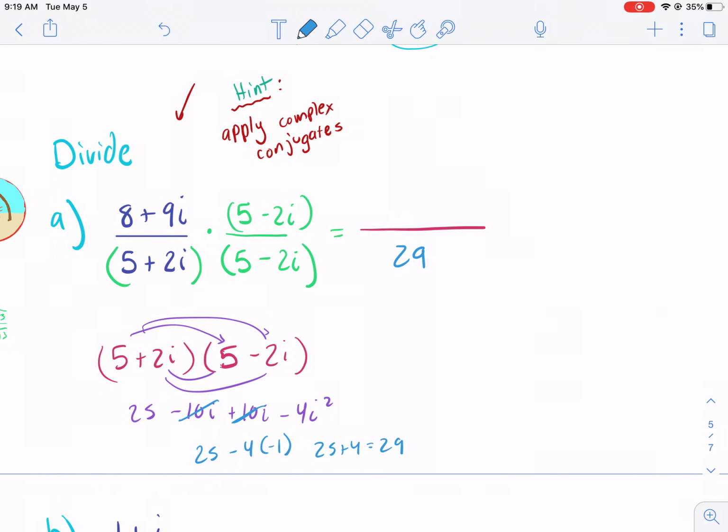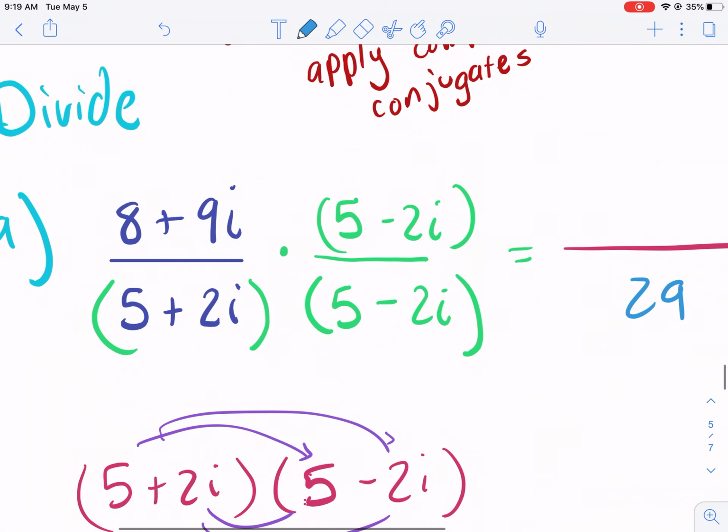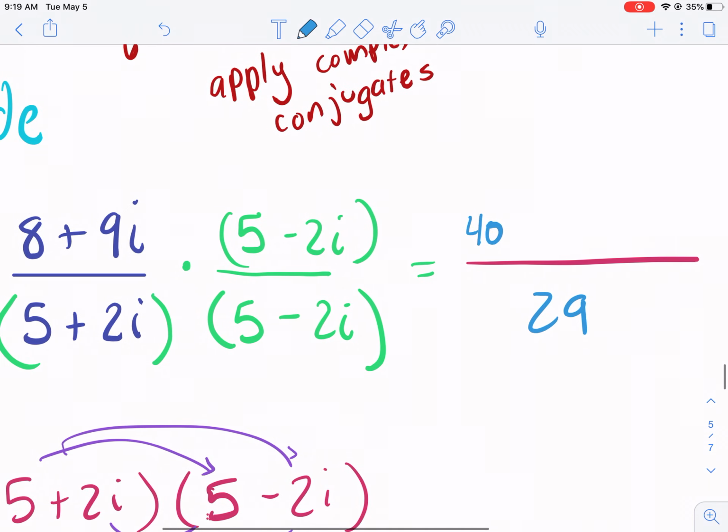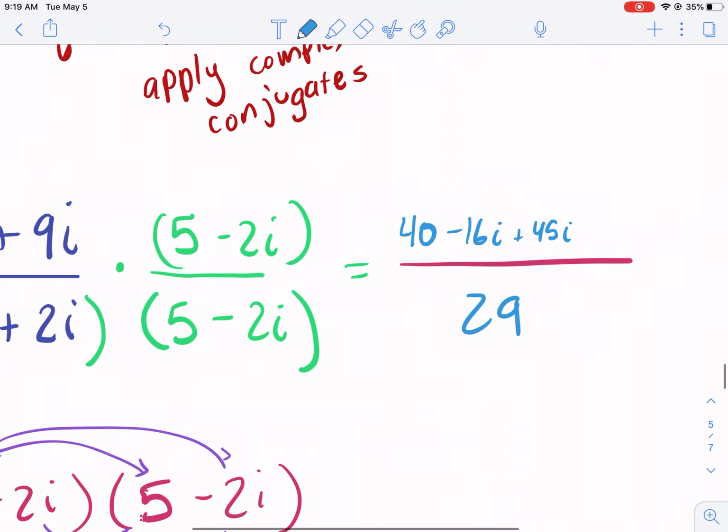This time we do need to take our time. It's not just going to be first and last because the top is not conjugates. So we're going to do 8 times 5, which gives us 40. Then we have 8 times negative 2i, negative 16i. Then we have 9i, we get 45i after we multiply it by 5. And then we get minus 18i squared.